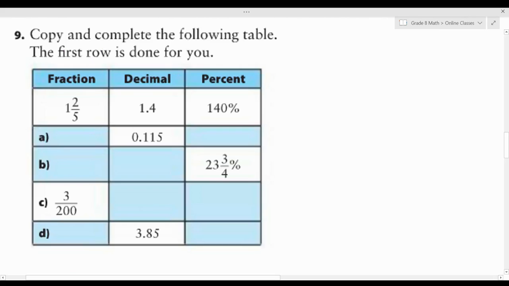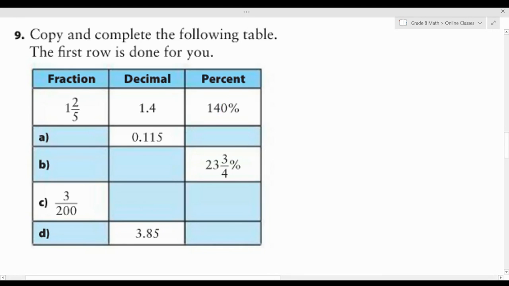So question number 9 asks you to copy and complete the following table, and they tell you the first row is done for you. So basically, you're going to be given a number, might be a fraction, might be a decimal, might be a percent, and they want you to write it in the different formats. The example they give you is 1 2/5. They write it as a decimal, and they say it's 1.4. As a percent, they're saying that's 140%.